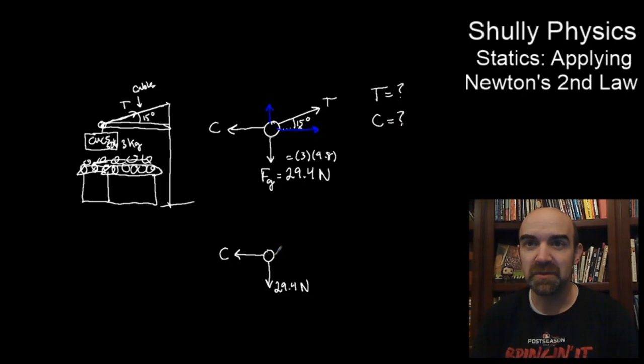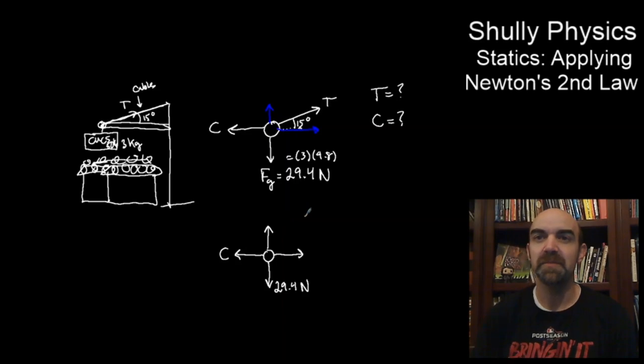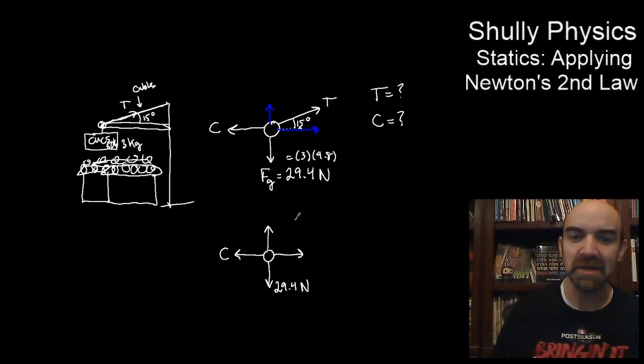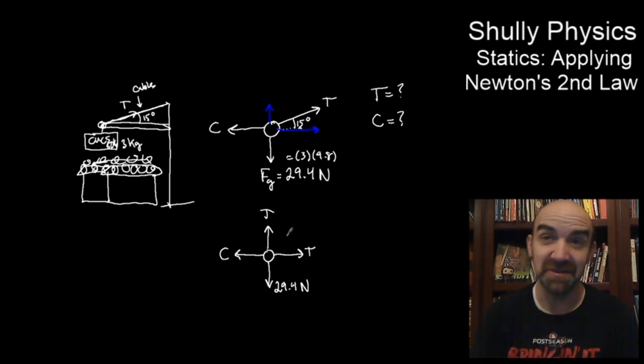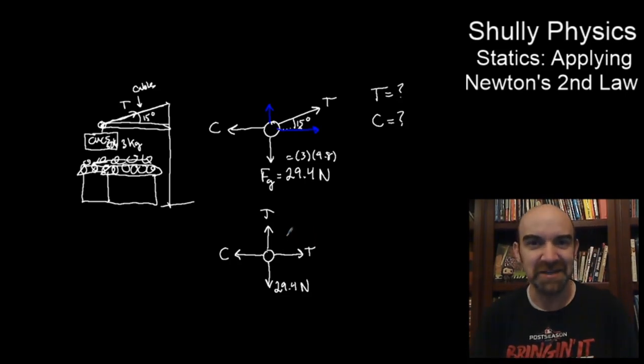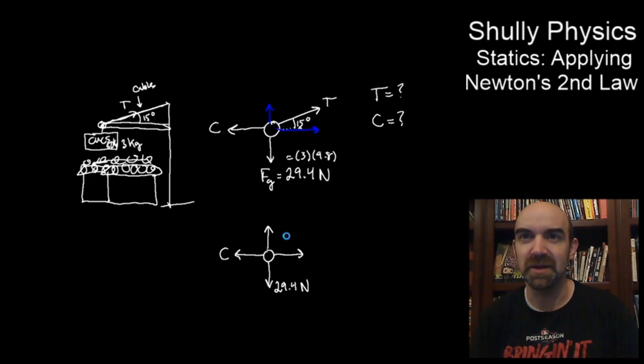So there's going to be a piece of T going to the right and a piece of T going up. So what do we label on this new diagram? This is not TNT. All right, it won't blow up. I mean, not that kind of TNT. This is not just T, but it's a piece of T, a percentage or a fraction of that tension force going up into the right.